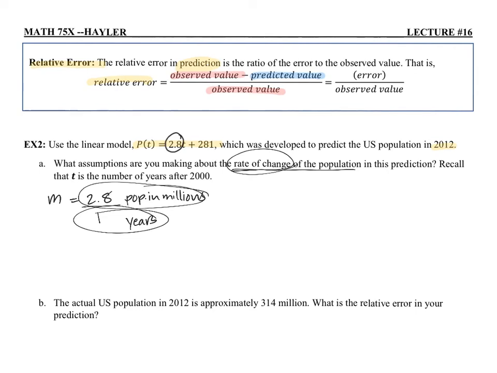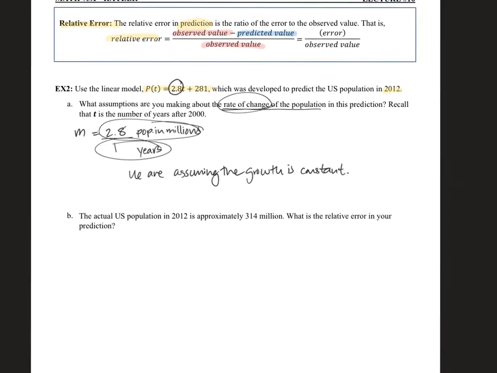Now the assumption I'm making here is that the growth is constant. Which in real life wouldn't actually be true, because we wouldn't have the same number of people being born every year. Some people are being born, some people are dying. That is not actually a constant known thing. So that's what we're assuming in this simple linear problem.